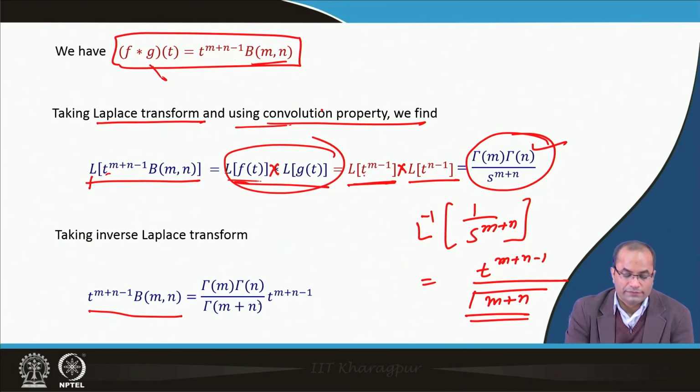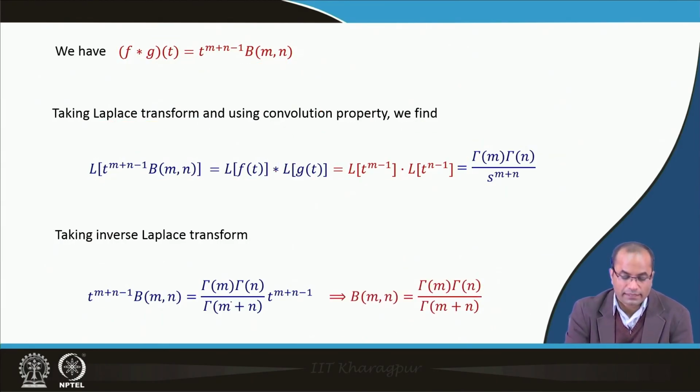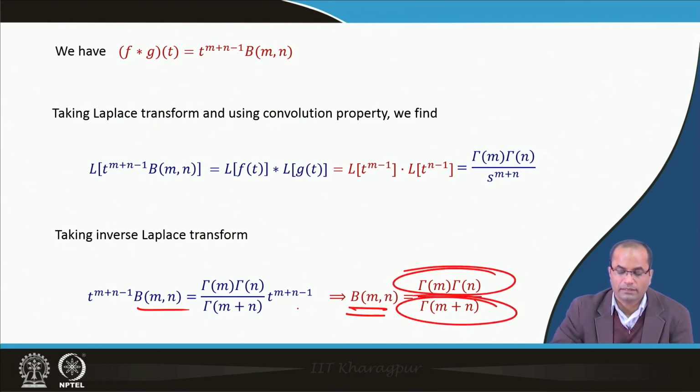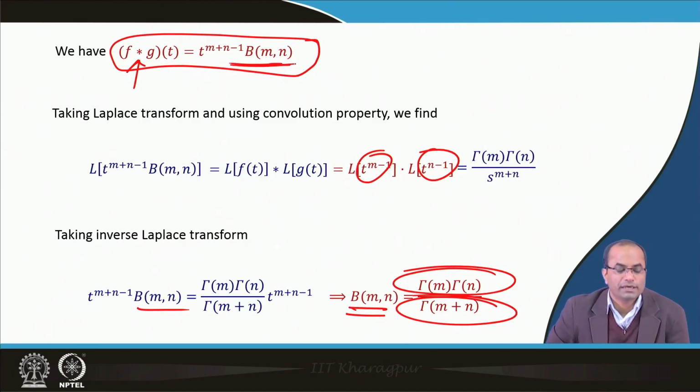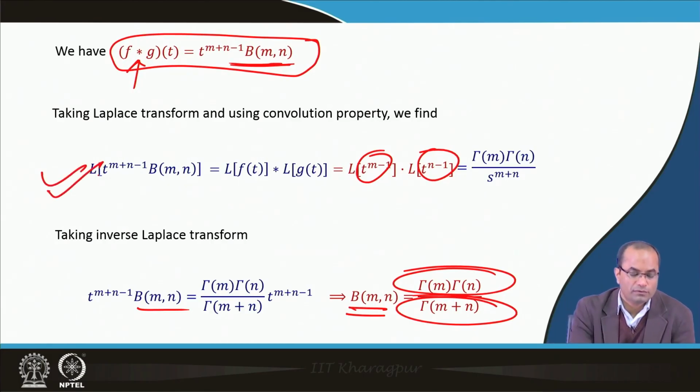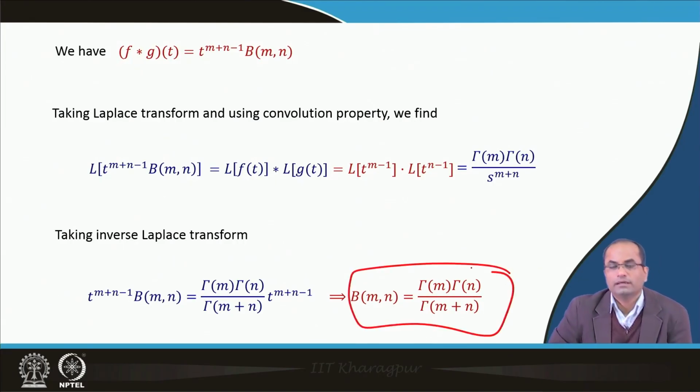So, this gives us now that beta(m, n) is equal to gamma(m) gamma(n) divided by gamma(m + n + 1). So, considering these two functions t^(m-1) and t^(n-1), we have established this relation that this convolution product is equal to this beta function multiplied by t^(m+n-1). Then we take the Laplace transform and then the inverse Laplace transform, and we readily get this beta(m, n) in terms of the gamma functions.